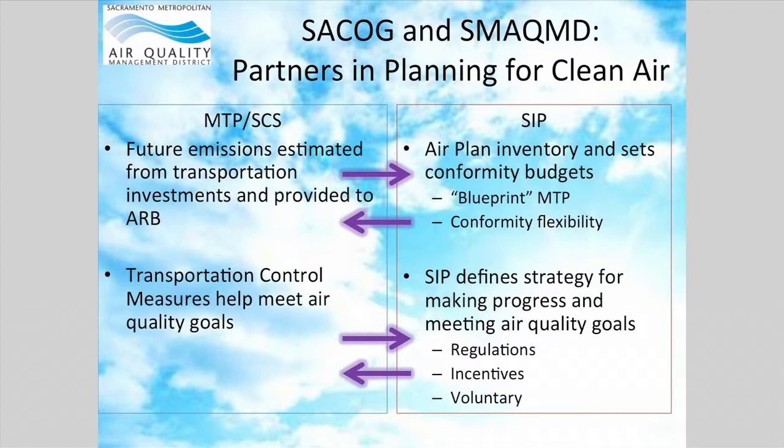On the transportation side, they do transportation control measures to help with air quality. Our CCAT, our program for incentives, where we're helped with some Clean Air Act money or some transportation money to help people buy cleaner engines, comes from the SACOG side. And then we have regulations, incentive programs, and voluntary programs, all three together on the air side to reduce emissions. And that's my presentation. Thank you.